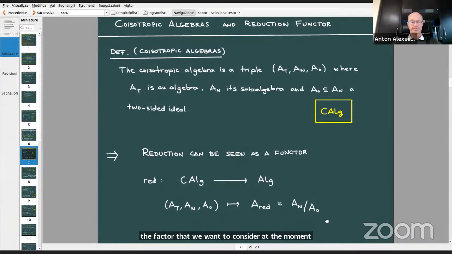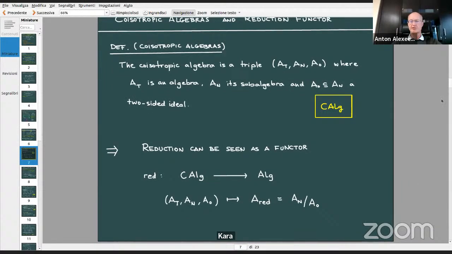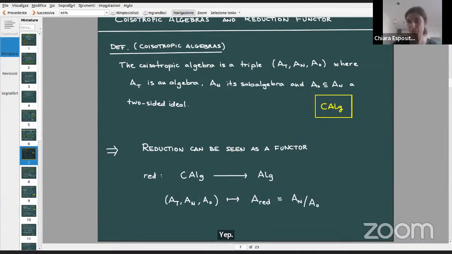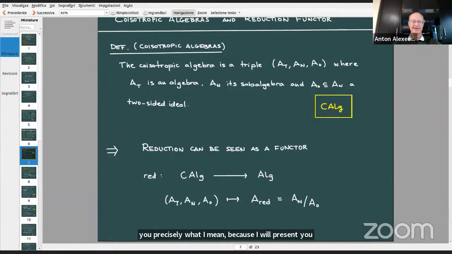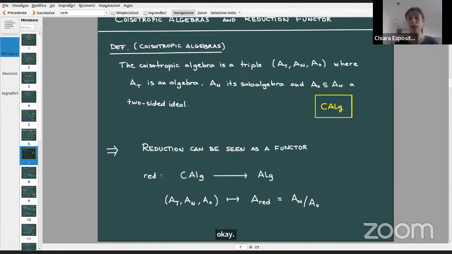Chiara? Yeah. But this is now both classical and quantum, or is it like? It is both classical and quantum, and I will show you precisely what I mean because I will present you the BRST example at some point. Okay, thank you. But yes, the idea is exactly that. I have algebras, and I don't care whether they are commutative or not. I want to recover everything.